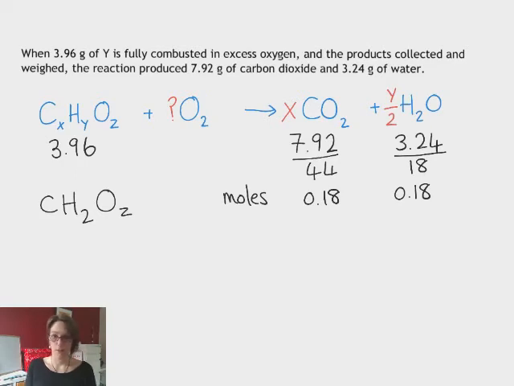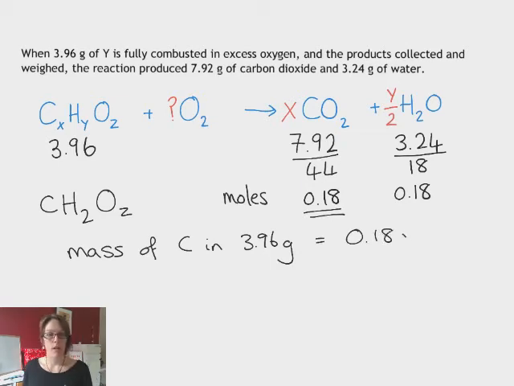I've already got carbon dioxide and water. I need to know how much carbon there is in that original mass, and how much hydrogen there is in that original mass. So, mass of carbon. There's 0.18 moles of carbon, and 1 mole of carbon weighs 12. So, working that out, there is 2.16 grams of carbon in the sample. Seems sensible. The good thing is it's not more than 3.96, otherwise I've done something wrong.